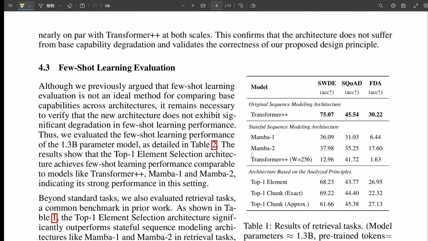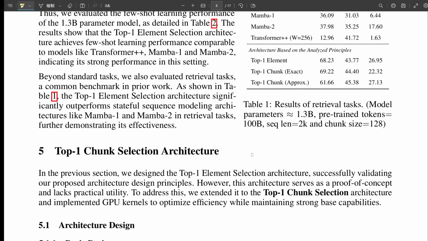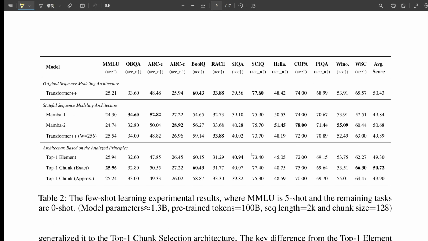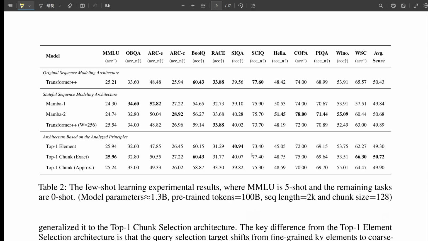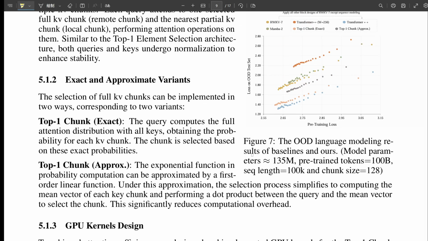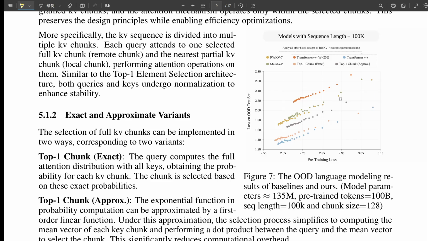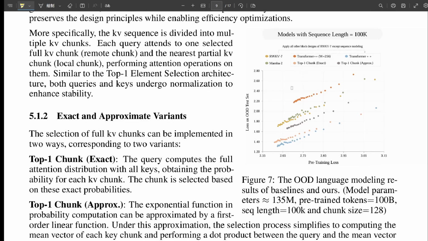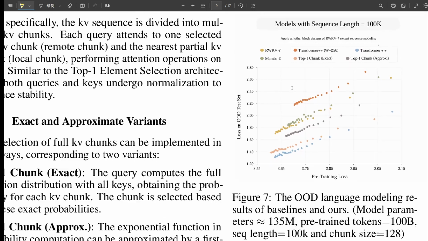And the efficiency part. How did the speed compare? Table 3 shows they achieved competitive speeds, especially the approximate version, which was reportedly comparable in speed to Mamba 2, which is a very fast stateful model. So potentially getting transformer-like base capabilities with Mamba-like speed. That seems to be the promise.